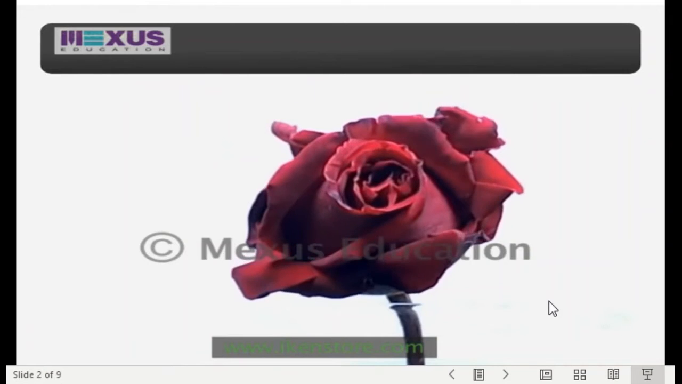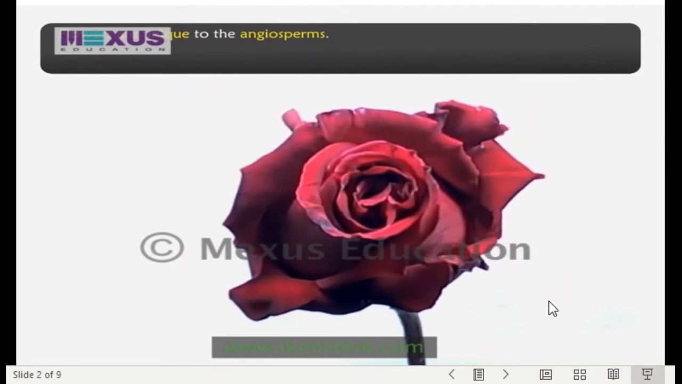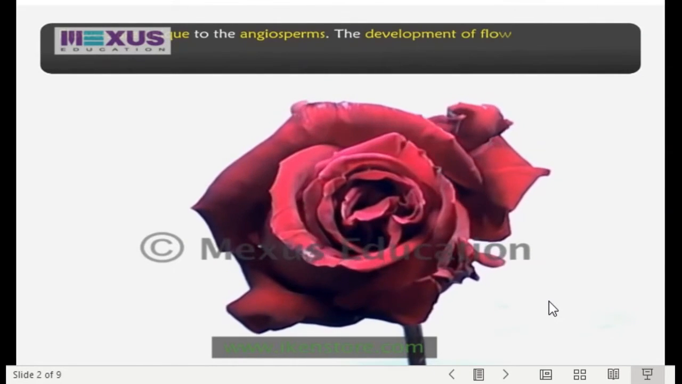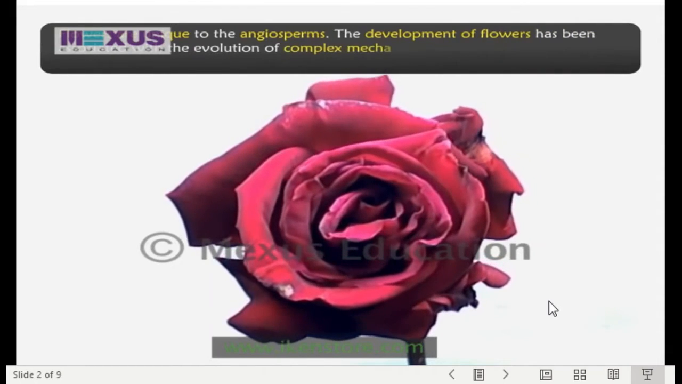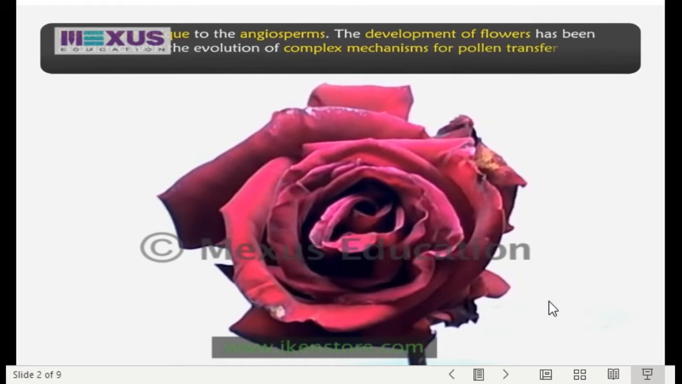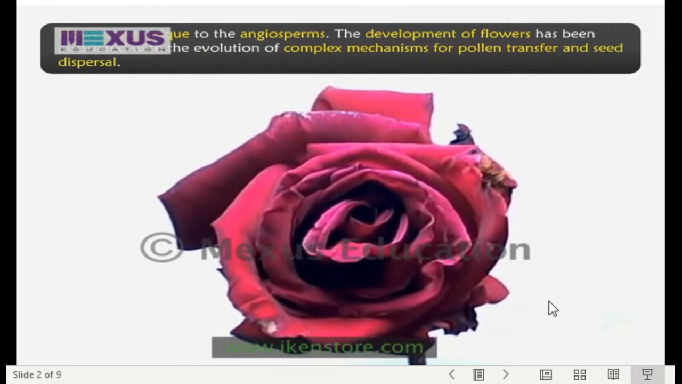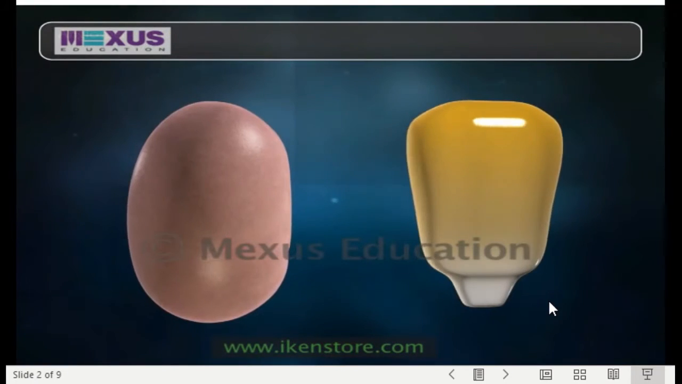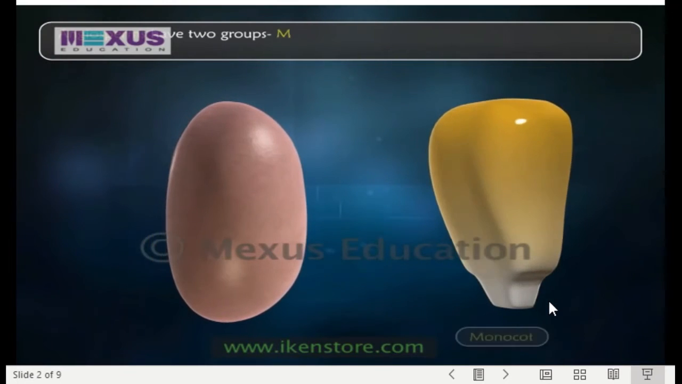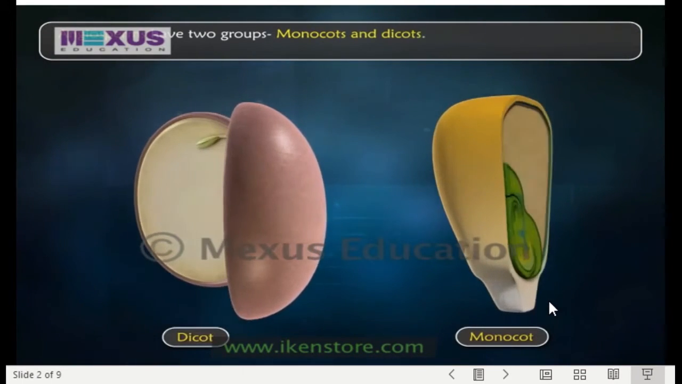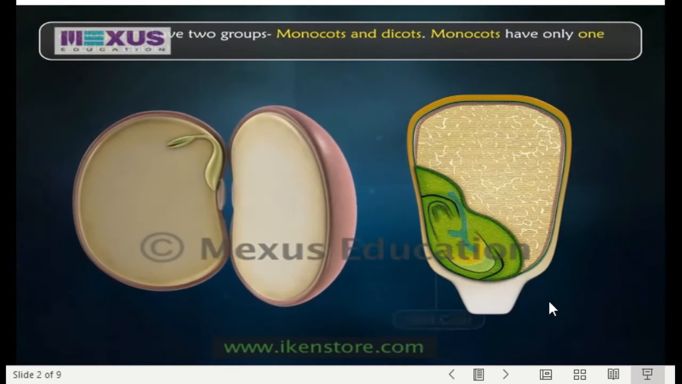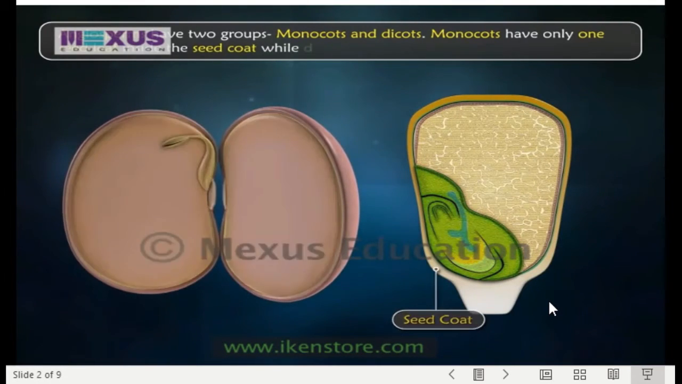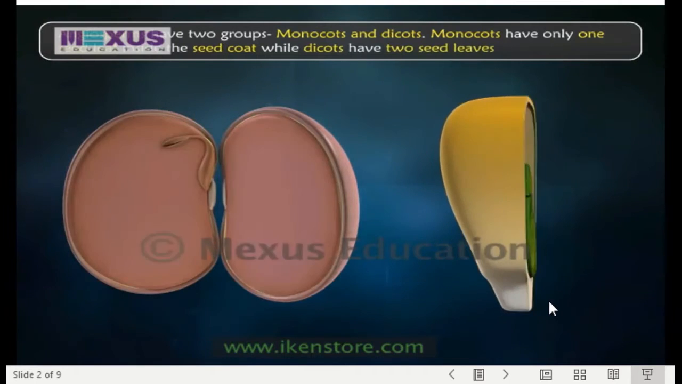Flowers are unique to the Angiosperms. The development of flowers has been associated with the evolution of complex mechanisms for pollen transfer and seed dispersal. Angiosperms have 2 groups, monocots and dicots. Monocots have only 1 seed leaf inside the seed coat, while dicots have 2 seed leaves inside the seed coat.